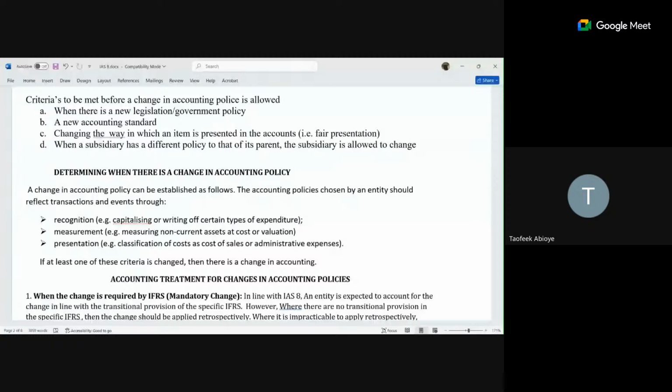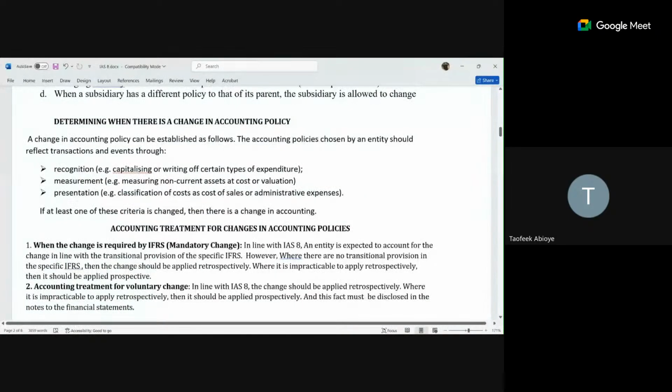The measurement of the current asset at cost or at valuation. The presentation, classification of cost as cost of sales or administrative expense. That is basis. There are some kinds of costs, depending on the industry of the organization. If you look at some organizations' profit or loss, you will see their depreciation is part of their cost of sales. Some will add it to the administrative expense. Some will even divide it, that okay, this percentage goes to cost of sales, this percentage goes to administrative expense. So these are examples of presentation of changes in accounting policy.